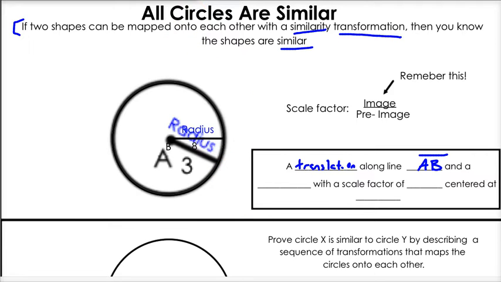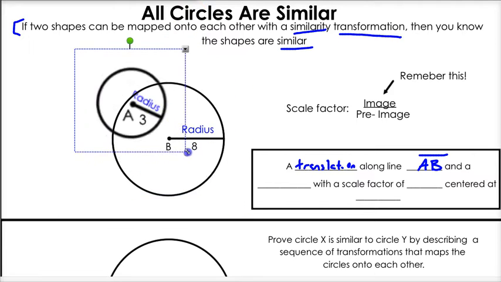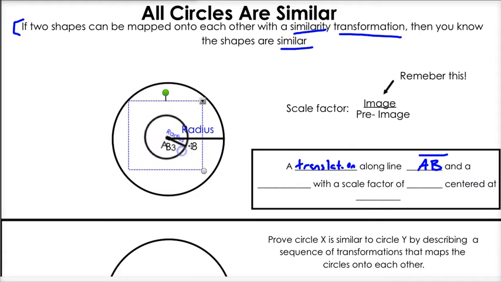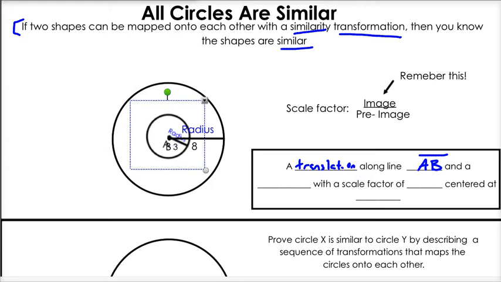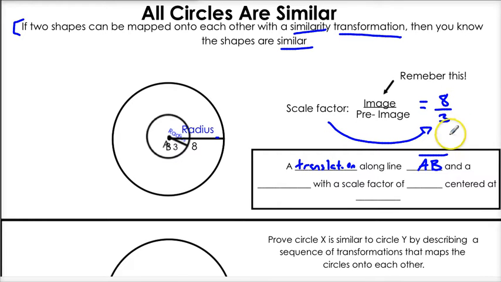That was pretty tight. Now, the big thing is, though, you might remember that when we do a dilation, we need to know the scale factor. So what is our scale factor here? Well, it's going to be the length of the image over the pre-image, which in this case is our radii. So the bigger circle has a radius of 8, and the smaller circle has a radius of 3. So that is my scale factor right there: the bigger radius over the smaller radius. This is my big one, and this is my small one.